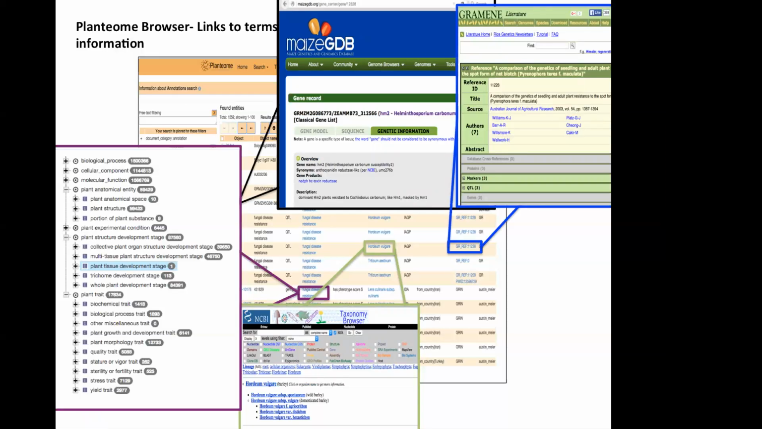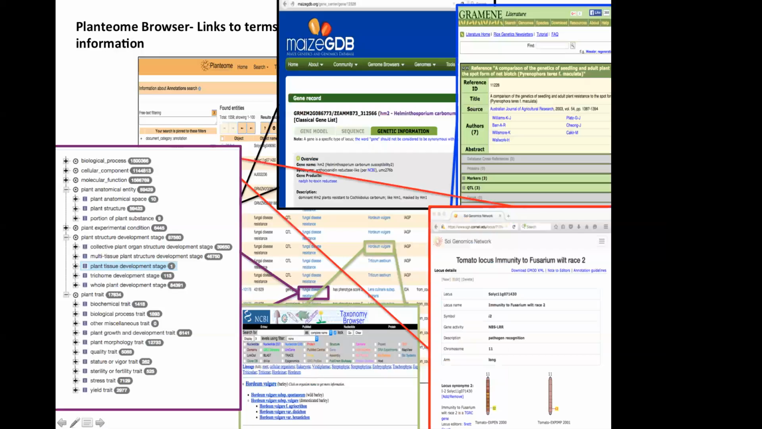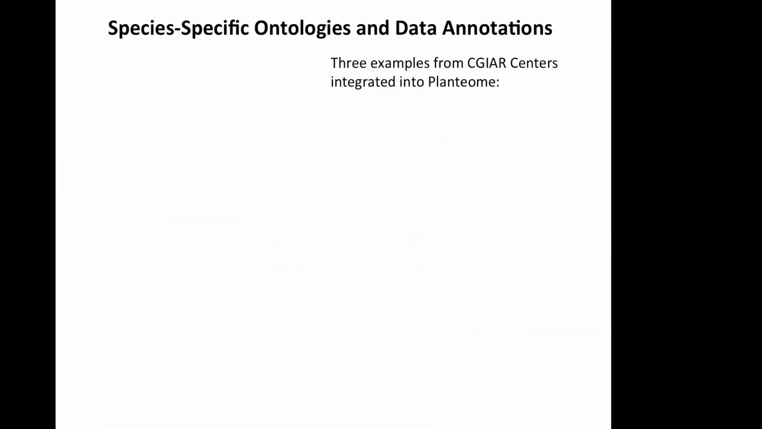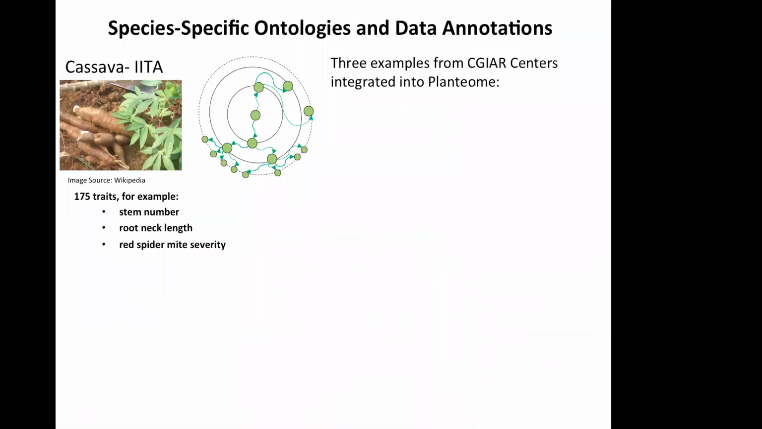And another example is all of the information in the database is referenced. Some of it goes to PubMed and some of it goes to specific database references. So this shows an example of a link out to Gramene, a reference at Gramene for this gene that you're looking at. And another example here is from the Solanaceae Genomics Network. We have a locus for Fusarium wilt race 2. So feel free to come and explore and get familiar with what you can find at Planteome. There's lots of information there.